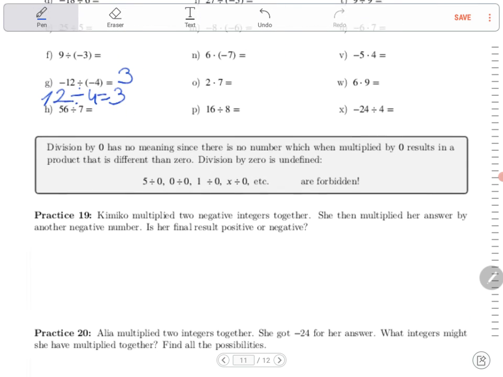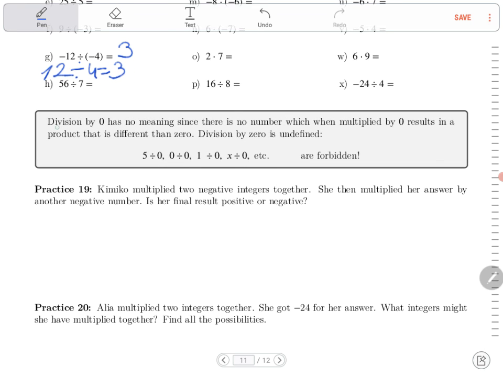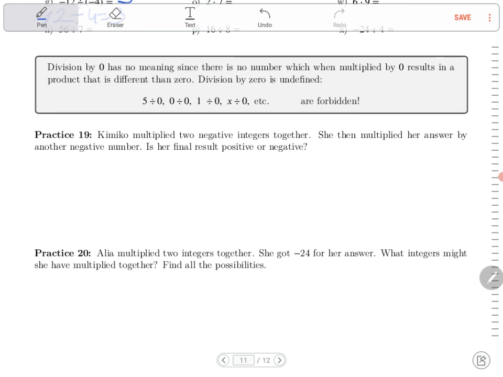So now, oh yes, here's a reminder that division by 0 has no meaning. That's undefined. When you see a number divided by 0, that's an undefined value. So we won't be getting that much further into that right now. So practice 19 is a sort of theoretical problem.